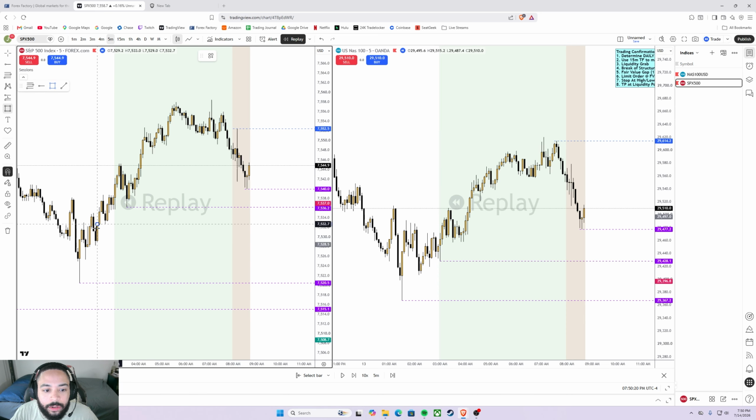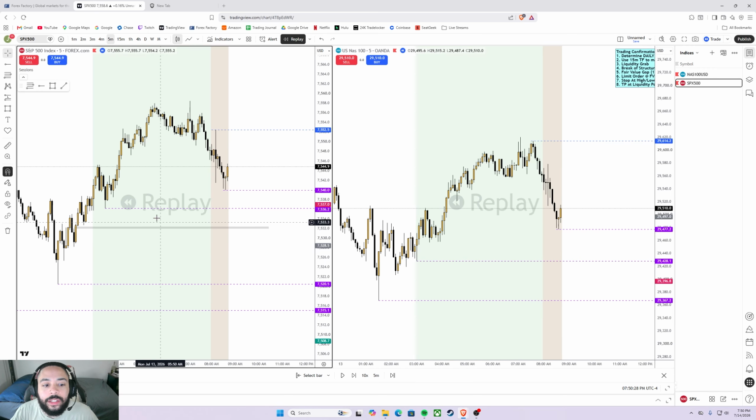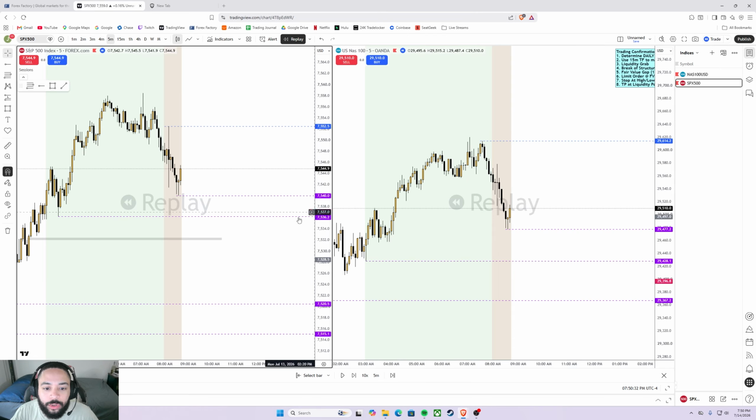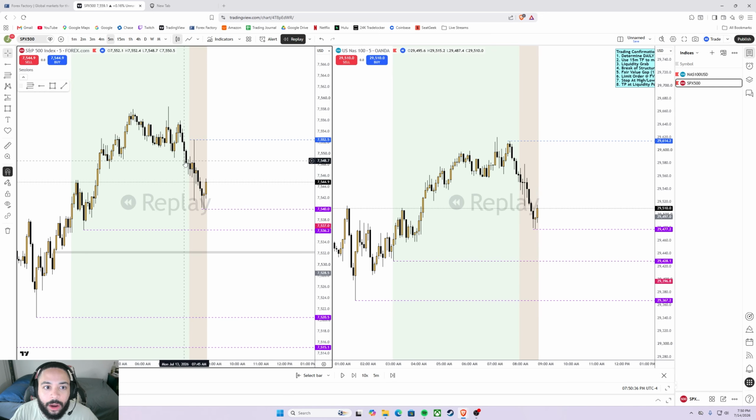Because here, right, you can also find fair value gaps, right? So you have a tiny fair value gap, right? These are also potential targets that you can take lower as well, right? So you guys are beginning to get the idea as far as the logic and how I plan my trades.